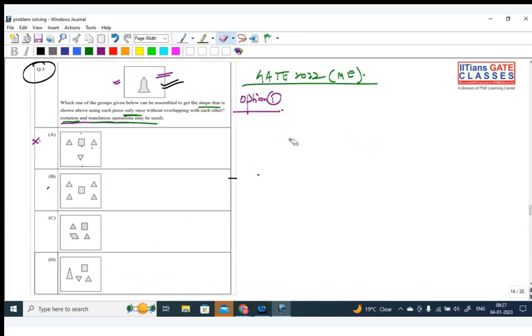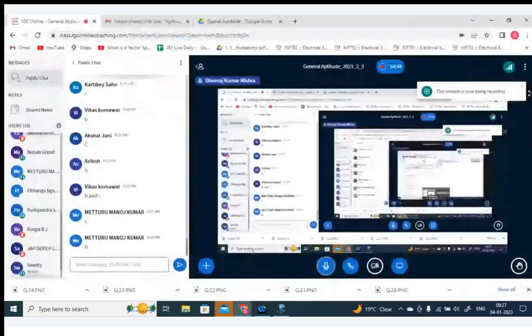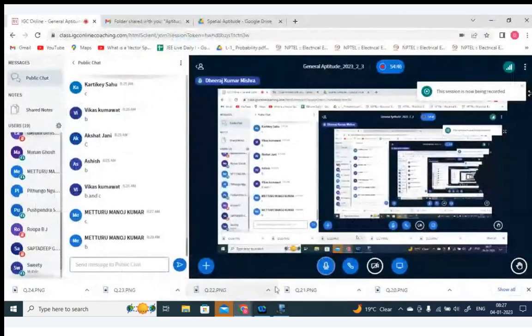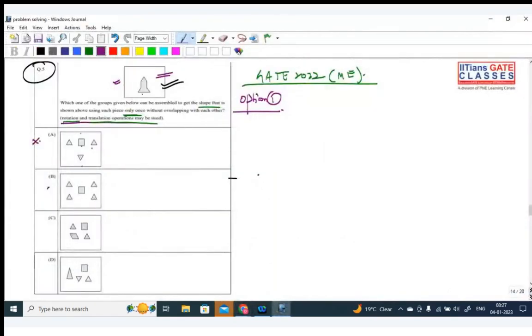So in fact you can ignore option one. How many triangles you need, guys? You need four triangles. Okay. Here, see, one triangle is this, one triangle is gonna be this, one triangle is gonna be this, right? And one triangle is this. How many? Four triangles. In this option, there are three triangles. So this option will not be correct. Okay. This option can be correct because there are four triangles. This option will not be correct. This option will not be correct. Okay. So option B is correct.